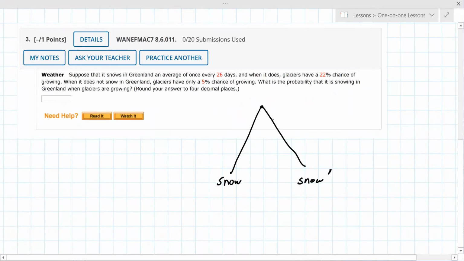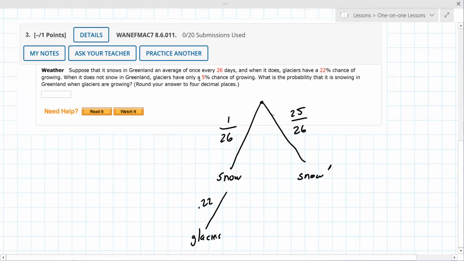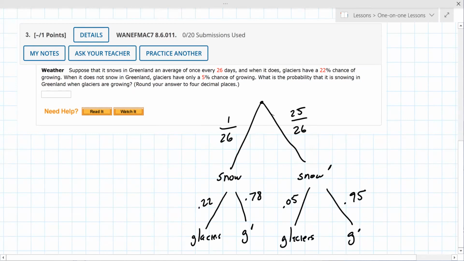And that's what this tick means. Once every 26 days, so 1 over 26. And then over here is 25 over 26, because those are days that it does not snow. When it does, you have a 20% chance of glaciers. So glaciers, that's 0.22. And when it does not snow, they only have a 5% chance. So the glaciers are over here, and that's 0.05. And then there's the G not, the not glaciers, and that's 0.78, and 0.95 because they've got to add up to 1.